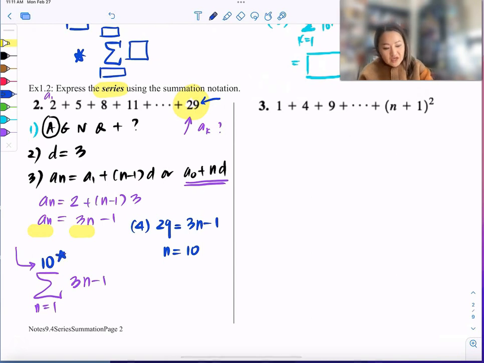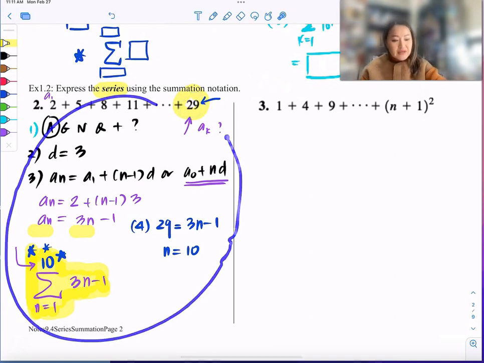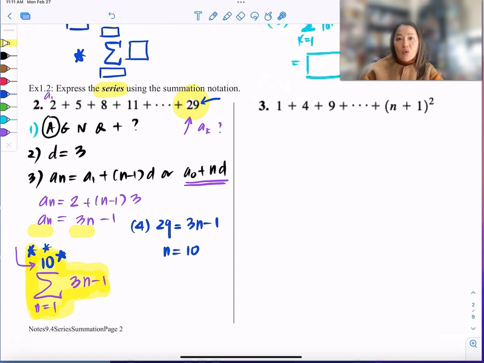This is the tricky part, so I'm going to put stars around it. So the summation notation for this is this here. Writing summation notation is pretty tricky. That means this has 10 terms, because you went from a sub 1 to a sub 10. So I could ask you, hey, what term is this? That's a good question on the test, because you have to go through all this in order to recognize that 29 is a sub 10.